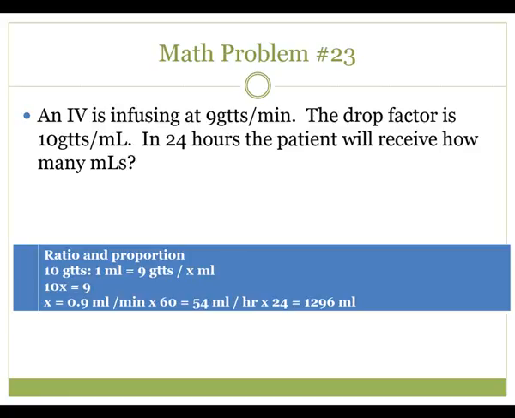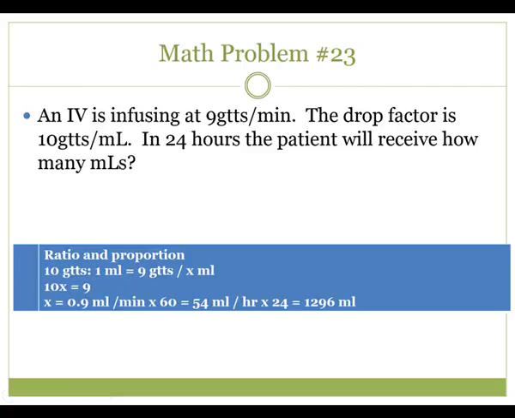An IV is infusing at 9 drops a minute. The drop factor is 10. In 24 hours, how much will he receive? Once again, if 10 drops is one mL, but I'm giving him 9 drops, that's X mL. That's what I want to know. How many mL am I giving him per minute? So I say 10 drops is to 1 mL, as 9 drops is to X mL. 10X is equal to 9. X is equal to 0.9 mL I'm giving him in a minute.